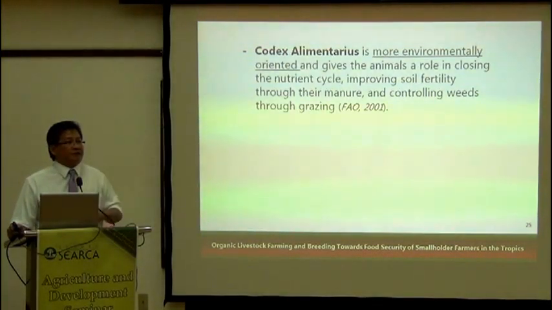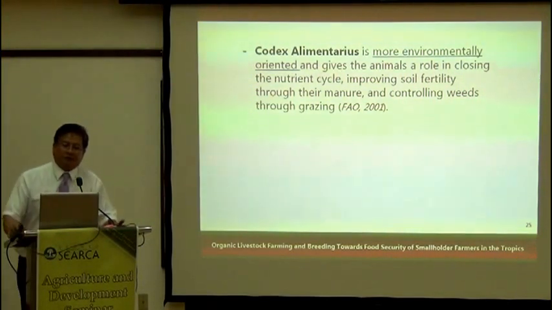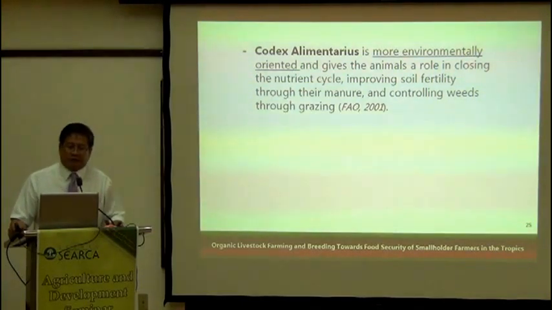The Codex Alimentarius, on the other hand, is more environmentally oriented. And this gives the animals a role in closing the nutrient cycle, improving soil fertility, further manure, and controlling weeds.